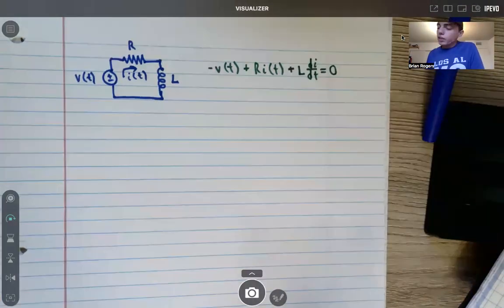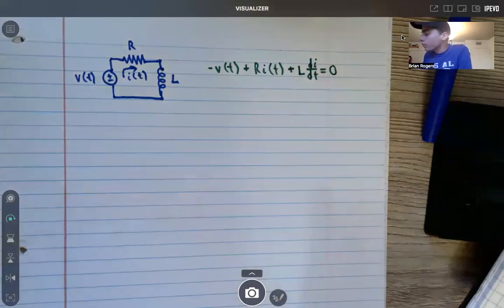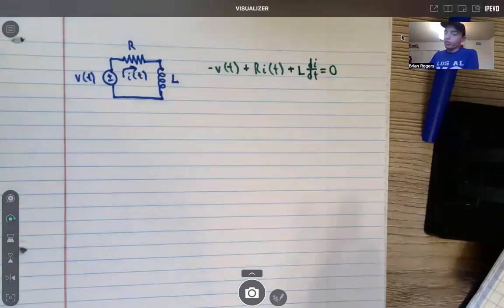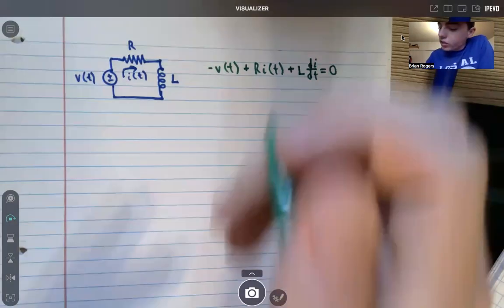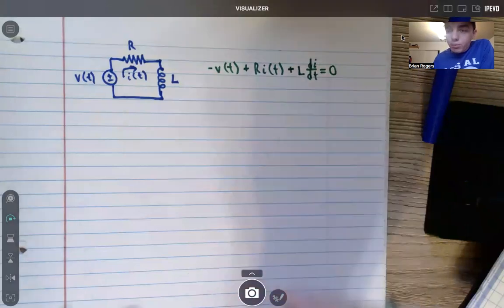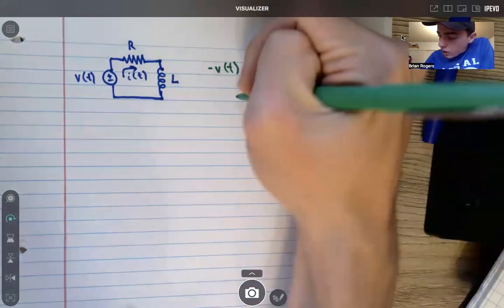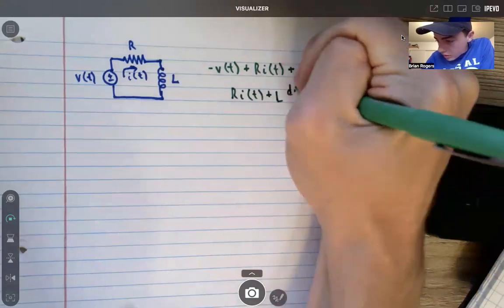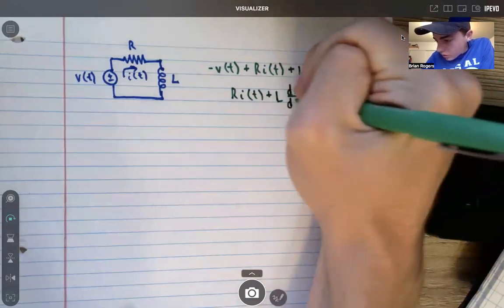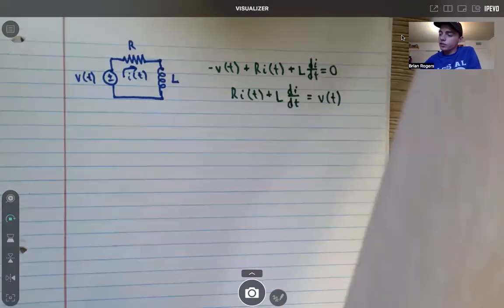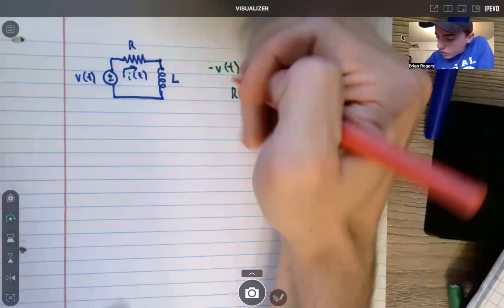Now we know from our Laplace analysis that we can rewrite this expression using the Laplace domain. I can move the voltage over to the other side, then take the Laplace of both sides. So it would be R I of t plus L di/dt equals V of t. Okay, now I'm going to take the Laplace of both sides.